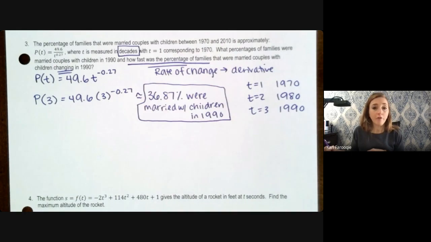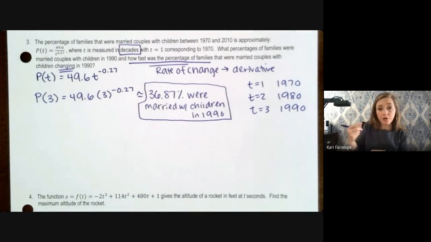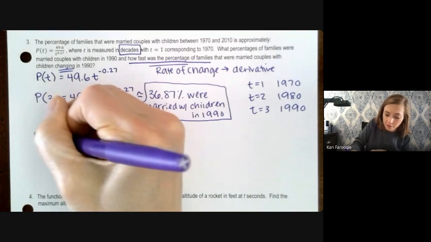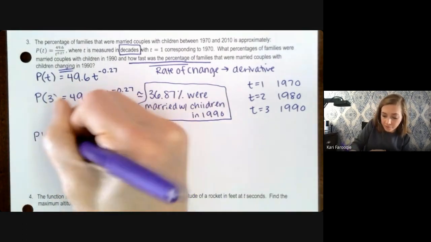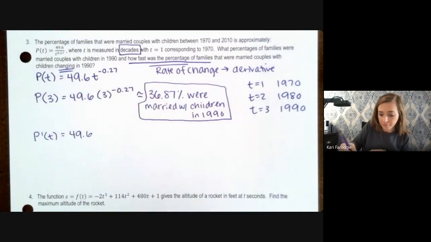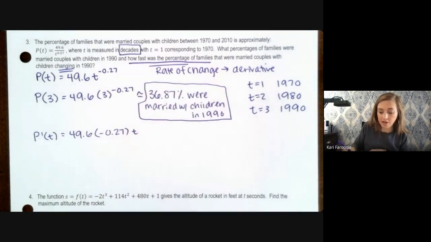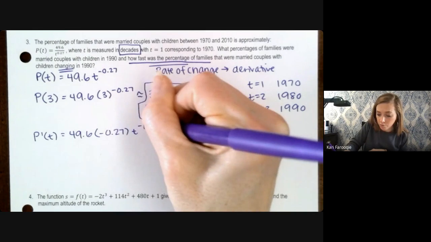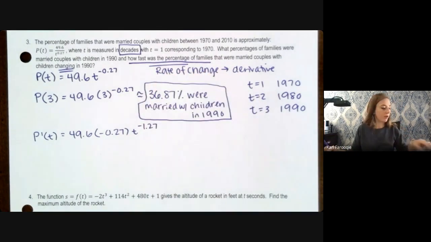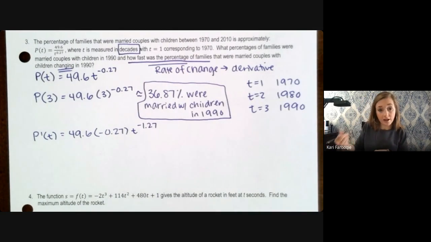The other one is, how fast was the percentage of families that were married couples with children changing in 1990? Okay, so let's find that. If we're looking for a rate of change, we need the derivative. So first, we'll find p prime of t. I'm going to leave my constant multiple in front. I'm going to bring down the exponent. I'm going to rewrite my t, and I'm going to decrease the exponent by 1. So if I'm at negative 0.27 and I take one more away, well, now I'm at negative 1.27.